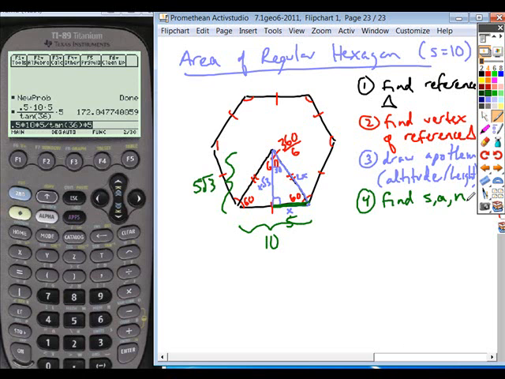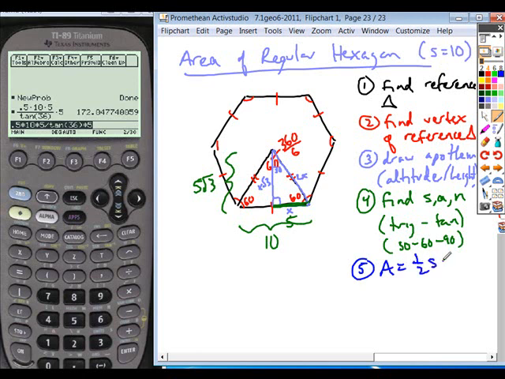Once you get all of those pieces, so S, A, and N, you know N from the number of sides. The S or A will be given, so you can find that. You might need to use trig, and it'll usually be the tangent ratio, or you might use 30, 60, 90 as your special triangle. And then you just plug it into your formula.